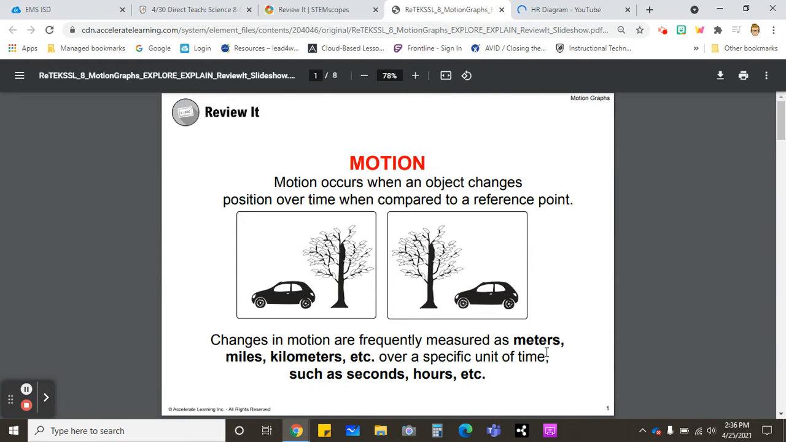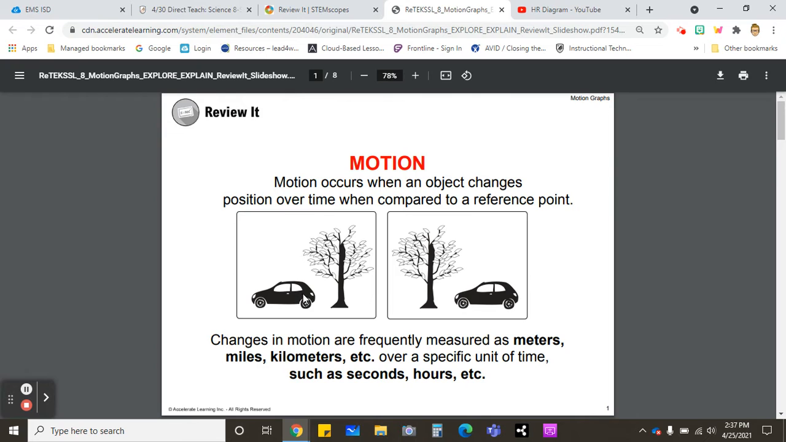So our topic with this one is how to interpret motion graphs. Motion occurs when an object changes position over time when compared to a reference point. The only way we know if something is moving is if we have a fixed reference point. Or if it's not fixed, at least it's relatively not changing its motion much compared to the one that is.